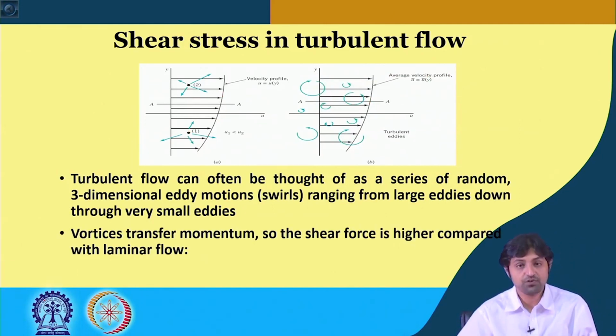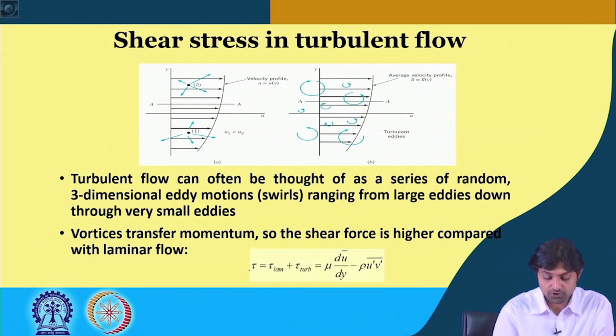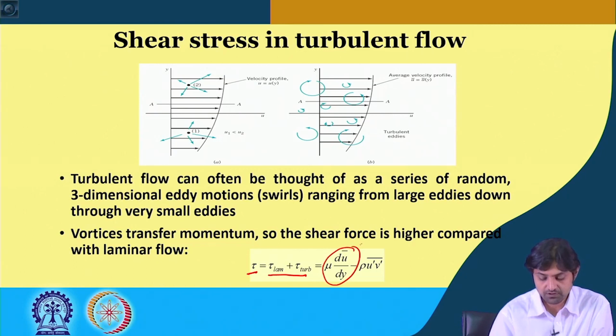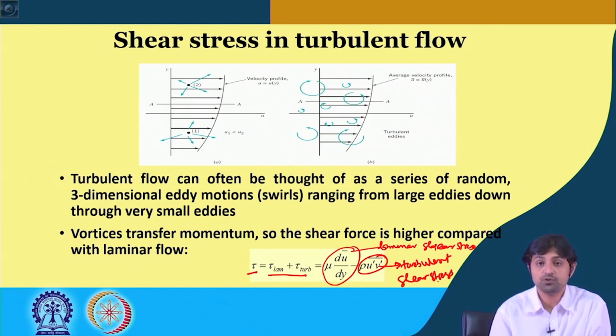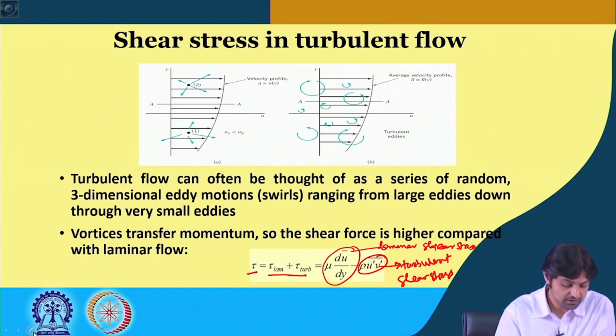These vortices transfer momentum, so the shear force is higher compared with the laminar flow, all right. So, in turbulent flow the shear force is much higher when compared with the laminar flow. So, the total shear stress in a turbulent flow can be written as a combination of two things, shear stress due to laminar plus shear stress due to turbulence, and this is the laminar shear stress and this is the turbulent shear stress. We shall go into more detail when we study the modules of viscous fluid flow and computational fluid dynamics about rho u dash v dash, they are called Reynolds shear stress, all right.